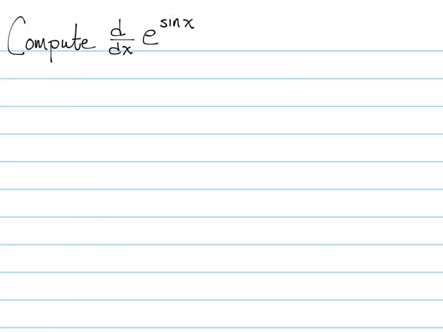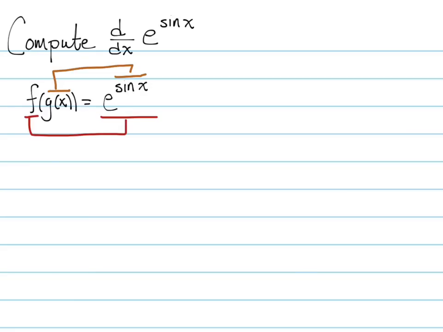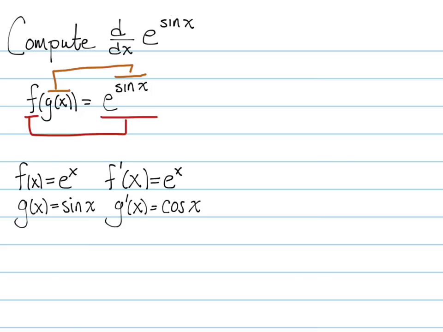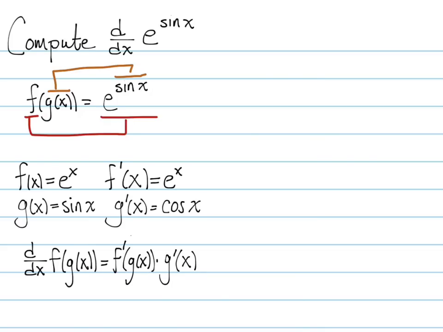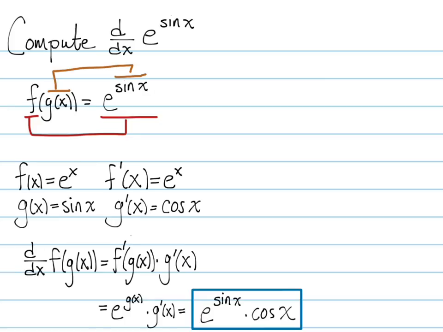If we switch e to the x and sine of x, we could take the derivative of e to the sine of x. Well, again, write out f of g of x and try to figure out which is f and which is g. G is the first thing, so g is sine of x, and f is the last thing, so f is e to the x. There we go. Write out the derivatives, plug them into this formula, and what we get is the derivative is e to the sine of x times cosine x.